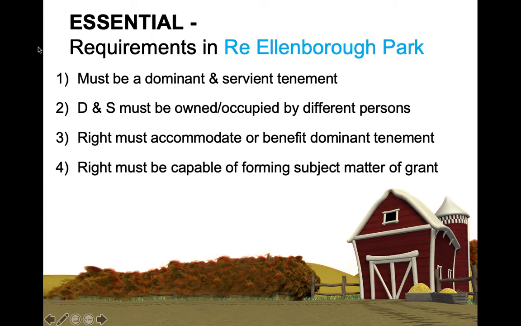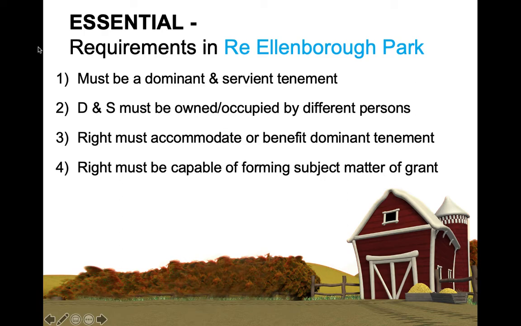And the right itself must be capable of forming the subject matter of a grant. So to form the subject matter of a grant, to be able to be written out in a grant or in a contract or a document, we would look for it to be definite. We'd have to be able to see the path, quantify it, map it. We have to be able to ascertain something that is real and true. And we'd have to have a capable grantor and grantee because this is contract. We'd be looking for capacity as well.